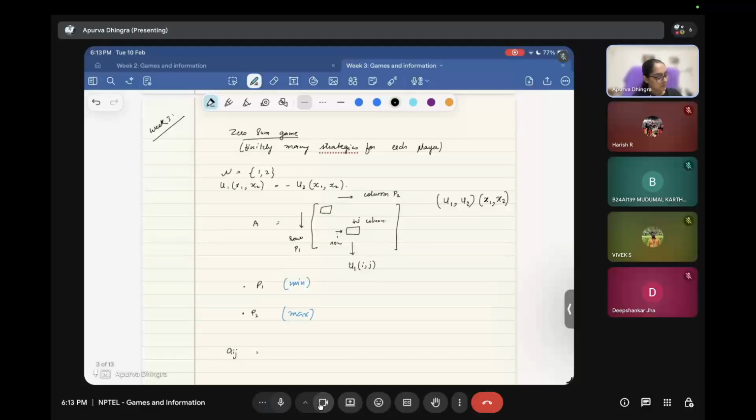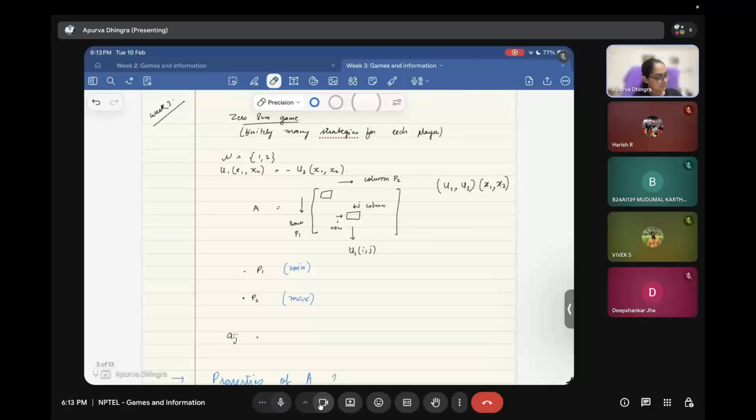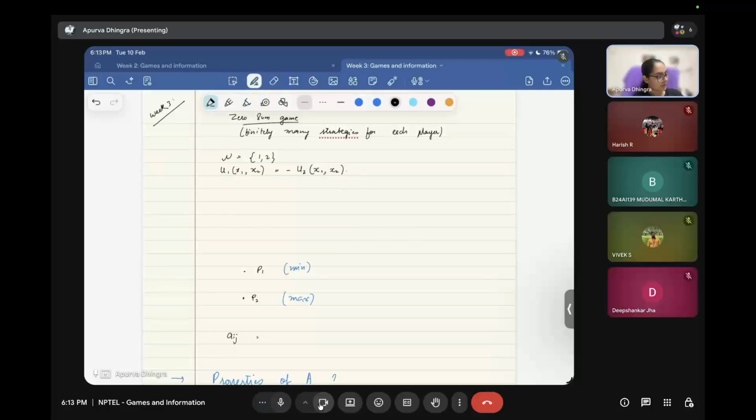So, suppose we had a simple scenario of, say, two strategies for each player, then it was a payoff matrix of this kind. Some a1, a2, b1, b2, some values, doesn't matter what, and so on.